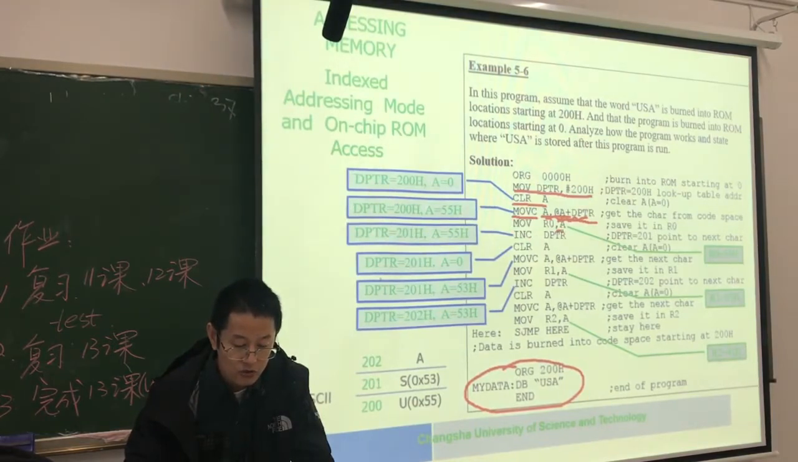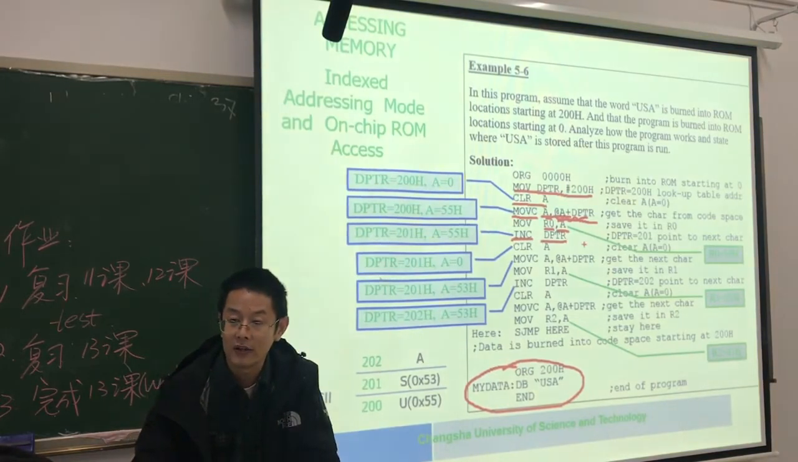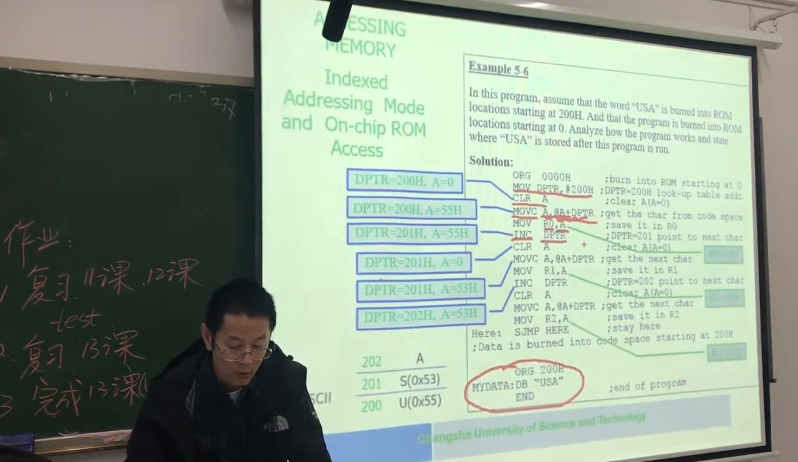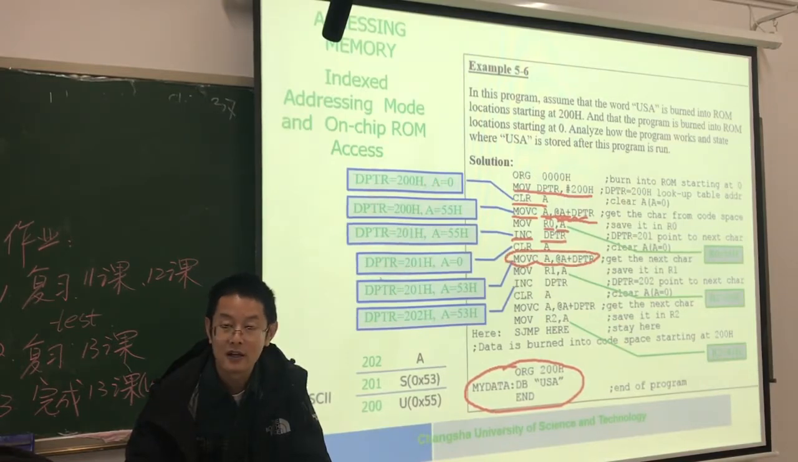Save the A to R0. INC DPTR, which means DPTR is incremented by 1. So this gets the second number in your table.